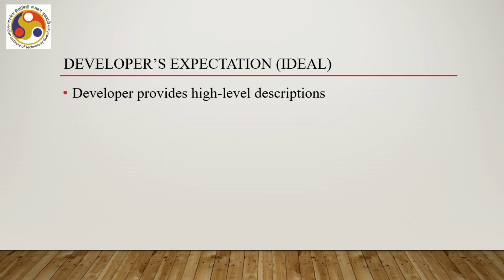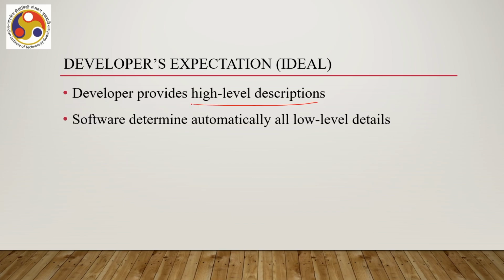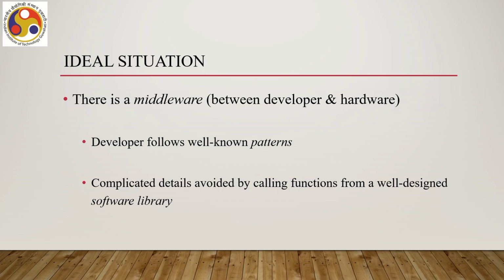Ideally, a developer wants to provide only high level descriptions. That is what a developer expects to do, and the software that supports the developer to build the application should determine automatically all the low level details from the high level descriptions. So, there can be a middleware between the developer and the hardware. Developer follows well known patterns. Complicated details are avoided by calling functions from a well designed software library. So, the developer should have access to such libraries.